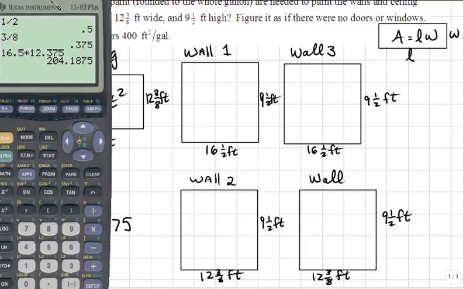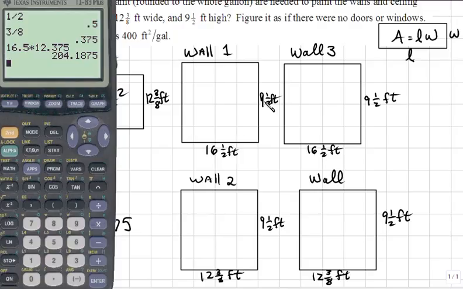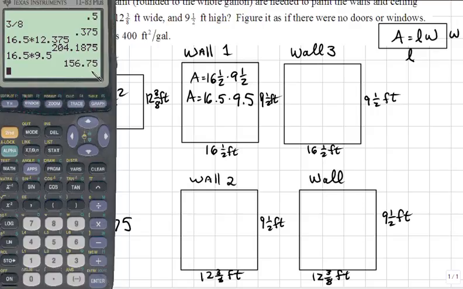For the area of wall 1 or wall 3, we can find this area again by multiplying each of the lengths by each of the widths. So this would be 16.5 multiplied by 9.5. On our calculator, 16.5 times 9.5 becomes 156.75. If we round this up to the nearest square foot, this would be 157 square feet. Since our third wall is identical to our first wall, the area of our third wall would also be 157 square feet.